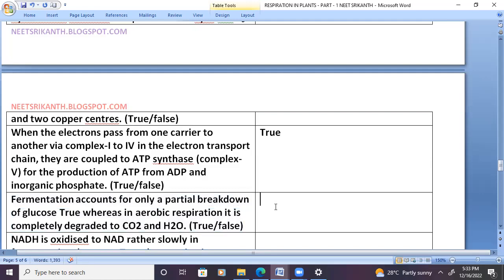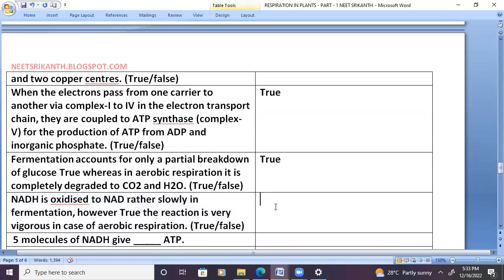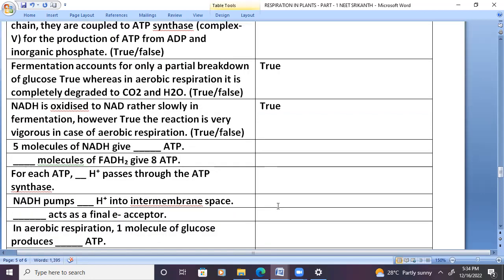Fermentation accounts for only a partial breakdown of glucose, whereas in aerobic respiration it is completely degraded to carbon dioxide and water. True. NADH is oxidized to NAD rather slowly in fermentation. However, the reaction is very vigorous in case of aerobic respiration. True.